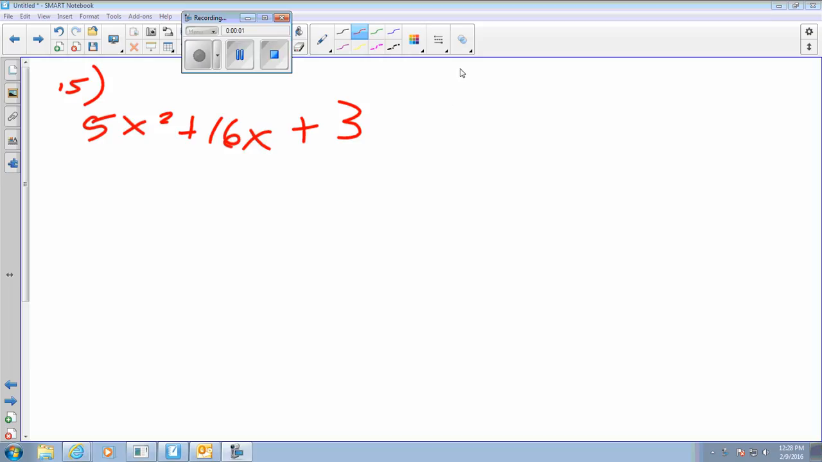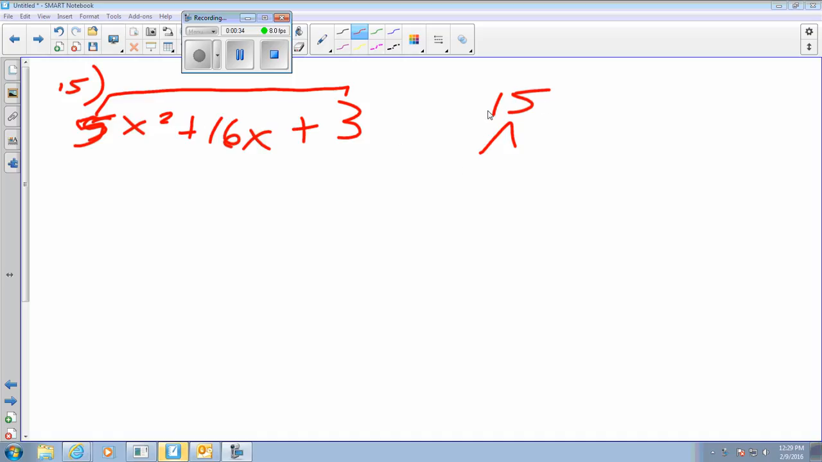Welcome to section 5.6 today. We're doing factoring with trinomials with a coefficient in front of the x squared. The first thing that we're going to do when we're solving one of these is to multiply the a, the number in front of x squared, times the c, the number that's by itself, and I get 15. So now I'm going to find my factors of 15 that add up to 16.